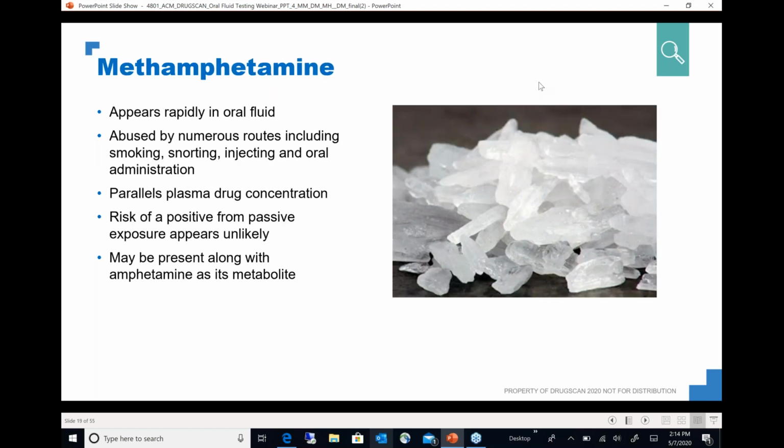Methamphetamine also appears rapidly in oral fluid. It can be abused by numerous routes, including smoking, snorting, injecting, and oral administration. It too parallels plasma drug concentration. Risk of a positive from passive exposure appears unlikely, and it may be present along with amphetamine as its metabolite.